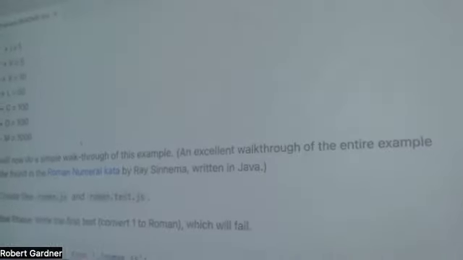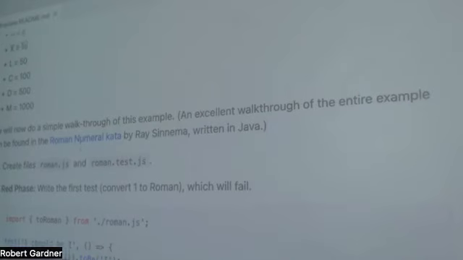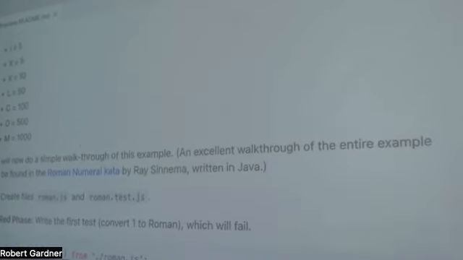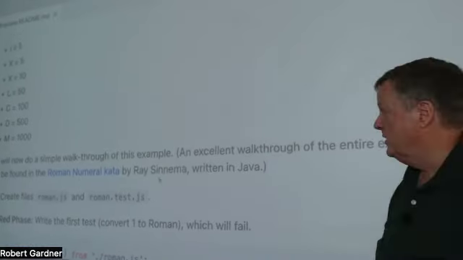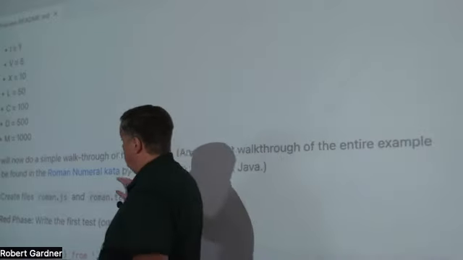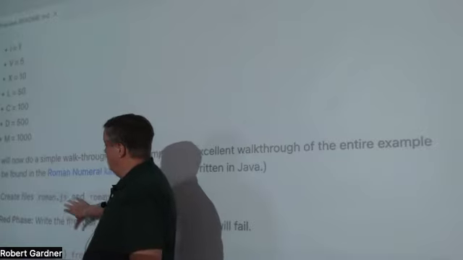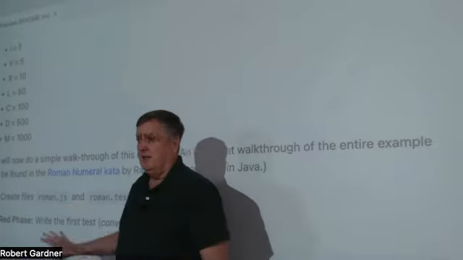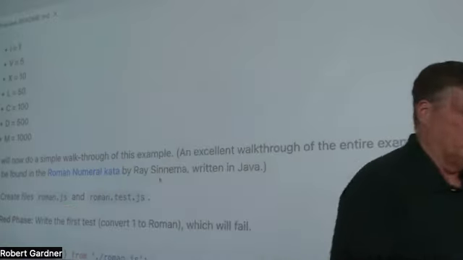And here's the link to the Roman numeral example by this guy named Ray Cinema. It's written in Java, but you should be able to understand it just fine. So instead of walking through the steps on the screen, I'm going to actually do it live. So here we go. I'm going to switch.